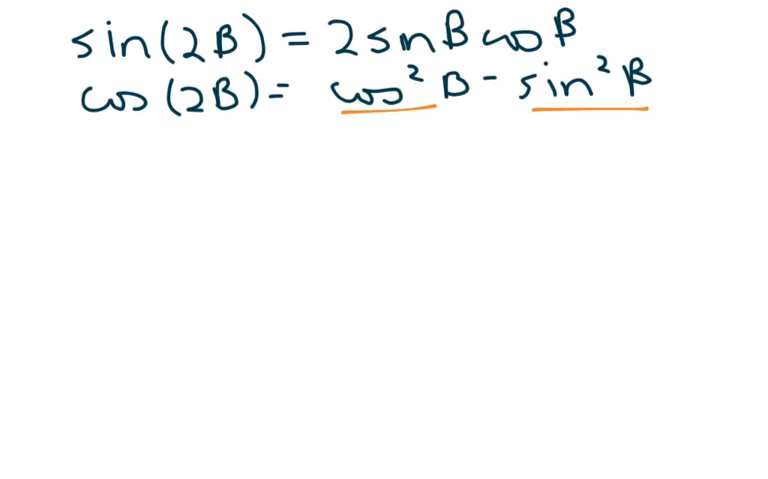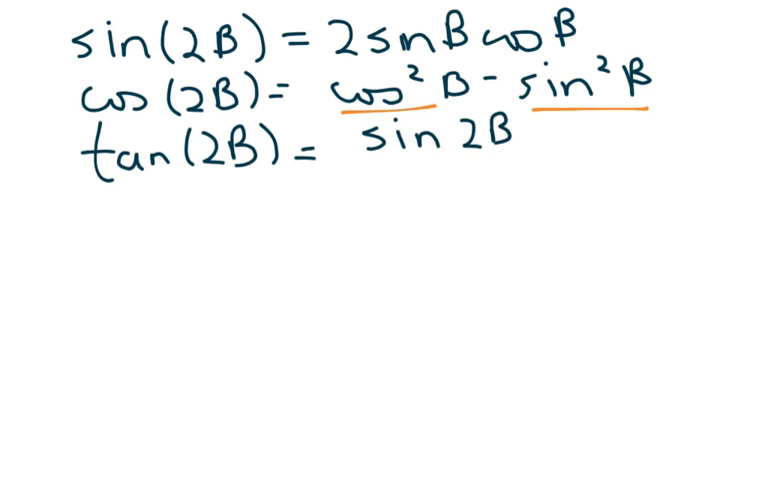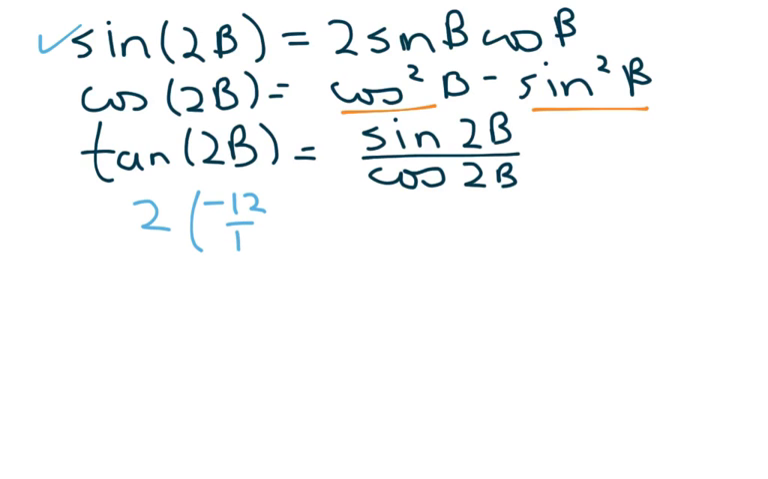And then my tangent of 2 beta, I'm just going to divide my results for sine of 2 beta over my results for cosine of 2 beta. So for sine of 2 beta, it's 2 times sine of beta, which is negative 12 over 13, times cosine of beta, which is negative 5 over 13. So this looks very similar to the others. This is 60, so it's going to be 120 over 169.